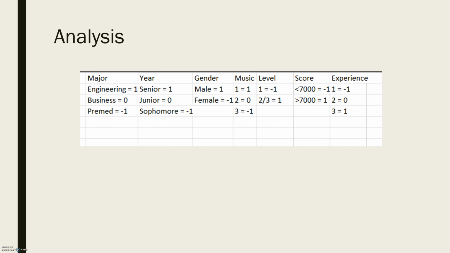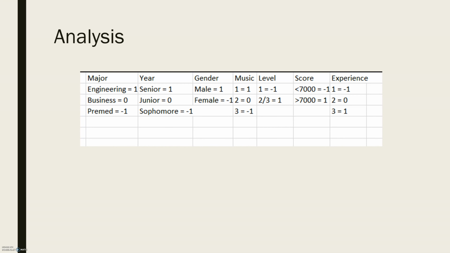For the major, we have 1 for engineering, 0 for business, and -1 for pre-med. For the year, we have 1 for senior, 0 for junior, and -1 for sophomore. We didn't have a freshman, so we didn't have to worry about that. For gender, we have male and female. For the music, we had 1, 2, and 3, which correspond to 1, 0, -1.